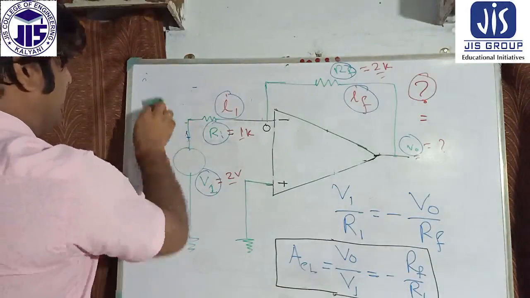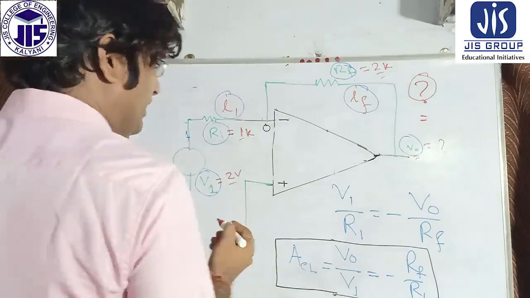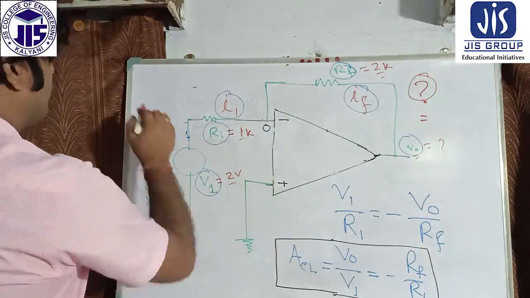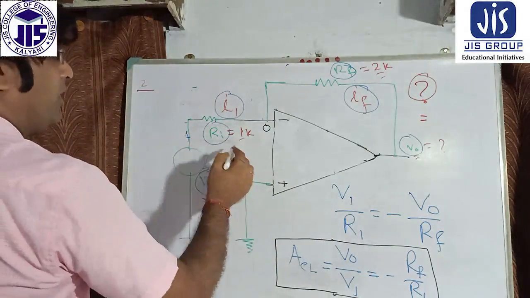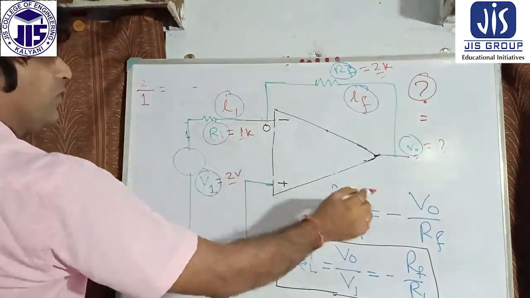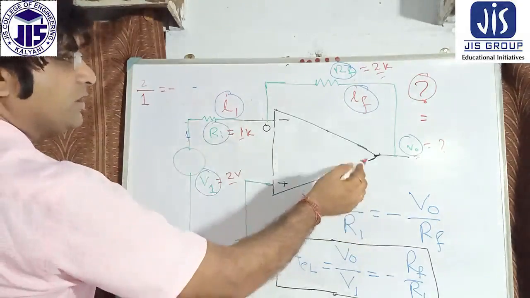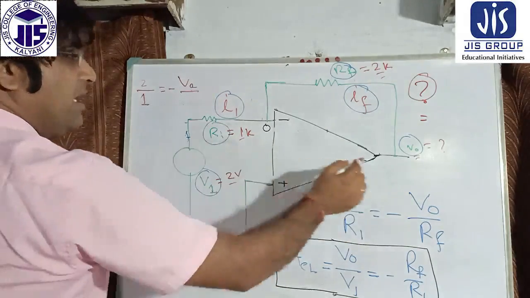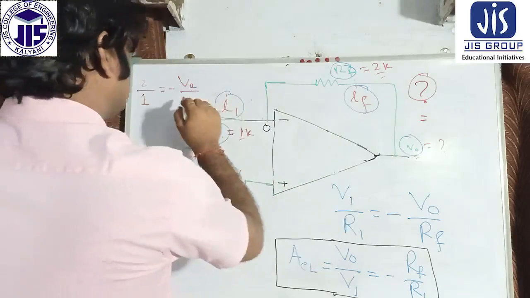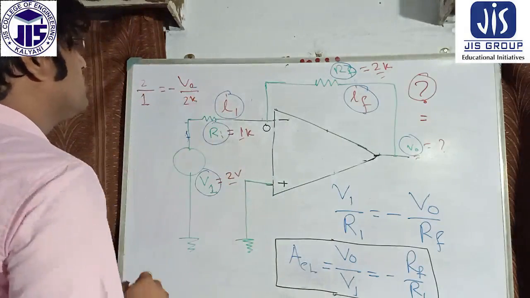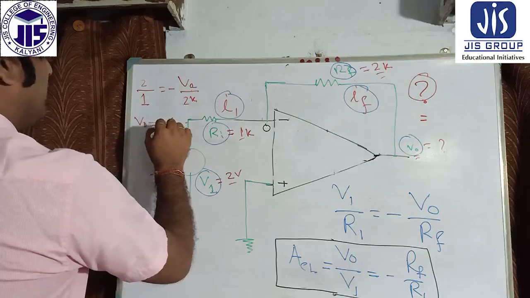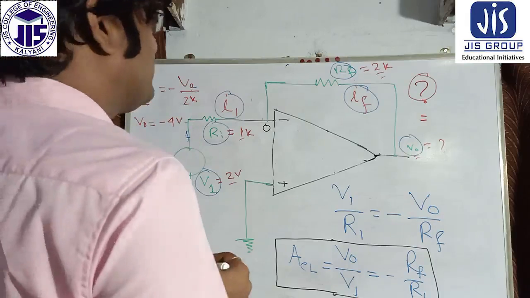V1 equals 2 volt, R1 equals 1K, RF equals 2K, and we want to know V0. If I calculate that, V0 equals minus 4 volt. You see, minus 4 volt I get.